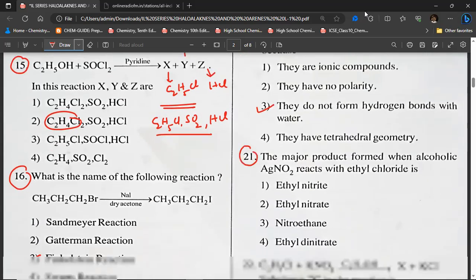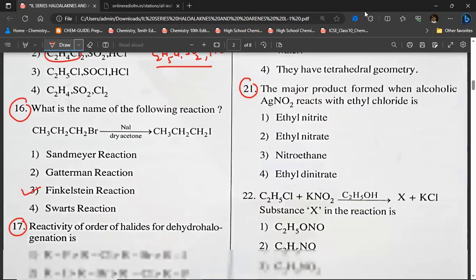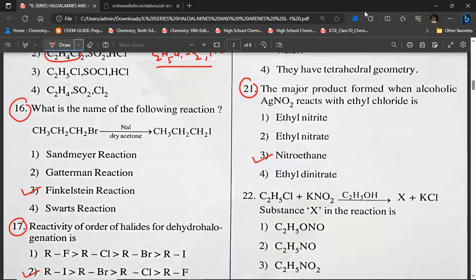Next, the major product formed when alcoholic AgNO2 reacts with ethyl chloride is nitroethane. You can refer to our NCERT. Nitroethane is the name of the compound, when ethyl chloride is treated with alcoholic silver nitrite.